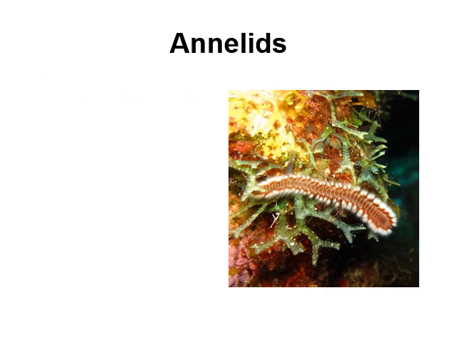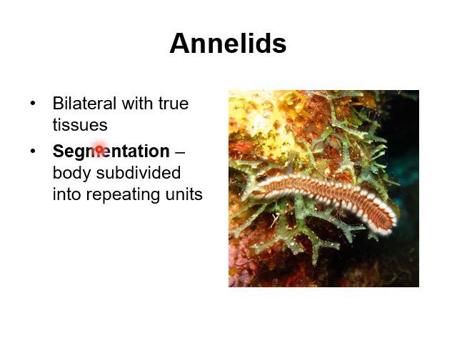So the annelids are characterized by being bilateral with true tissues, like all the animals we're going to talk about for the rest of the chapter. And what makes them different from the other types of worms is that they are segmented. So their bodies are made of individual units that kind of run the length of their body.